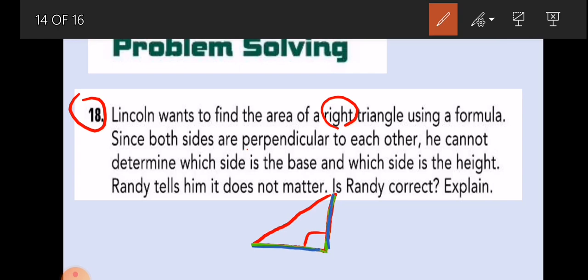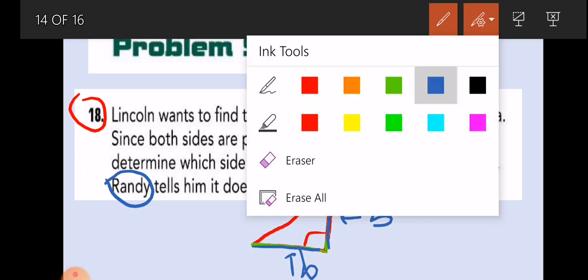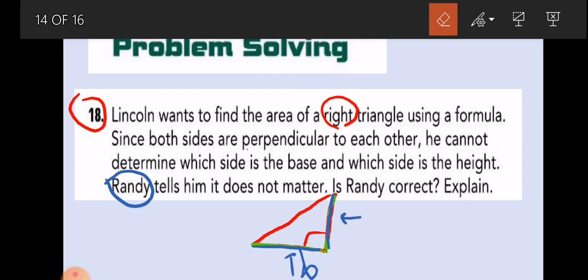He cannot determine which side is the base, which side is the height, which one will be the base, which one is the height. Then his friend gave him an idea. Randy, he said what? It doesn't matter. It means if you said that this is the base, it's okay. If you said that this is the base, it's okay. The other one will be the height. It doesn't matter which one is the base, which one is the height.